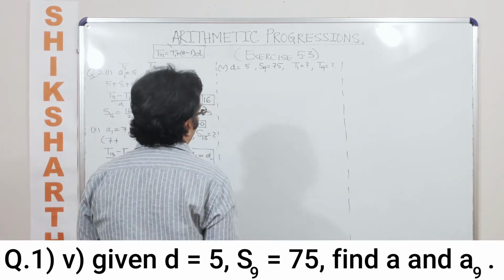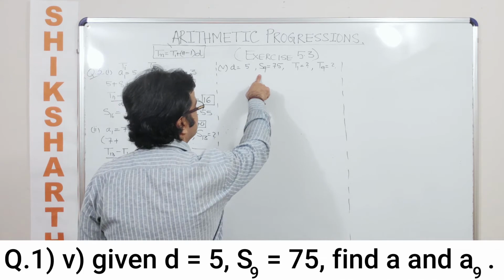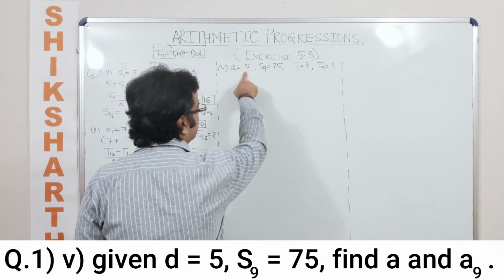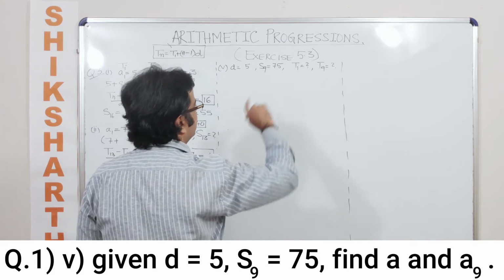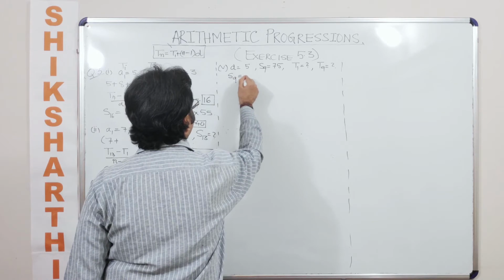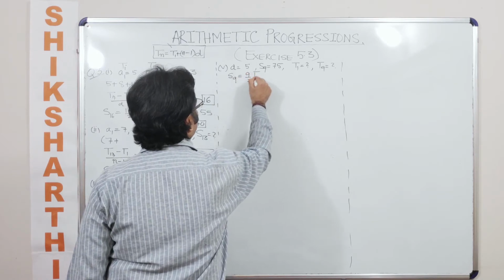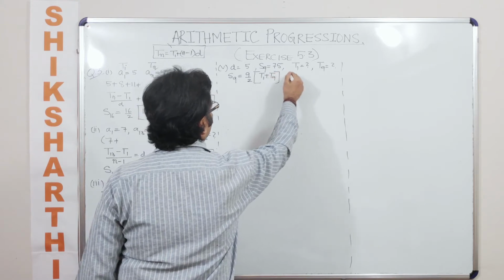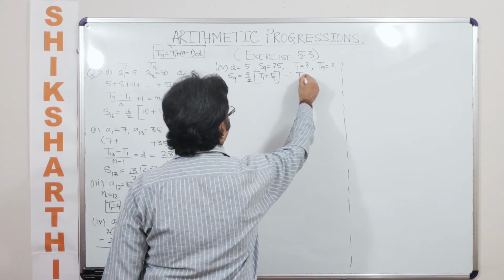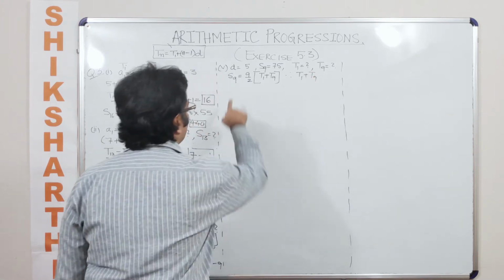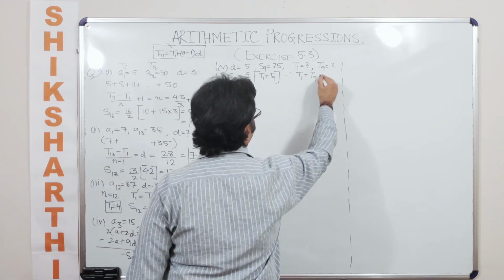So what do we do now? The sum for the first 9 terms is given. So if I'm able to find out the first term, definitely I'll be able to find out the 9th term. We know that the sum for 9 terms is nothing but n by 2 of (t1 plus t9). So now therefore you'll be able to say t1 plus t9, and the sum is given to you as 75. So this is 150 by 9.